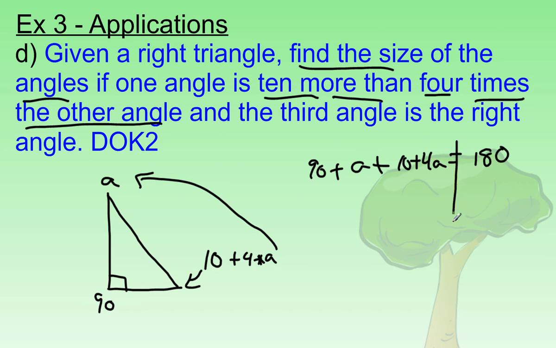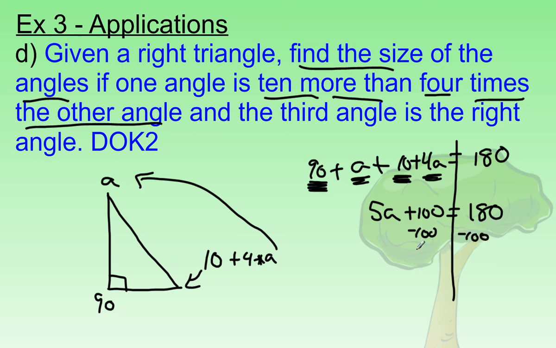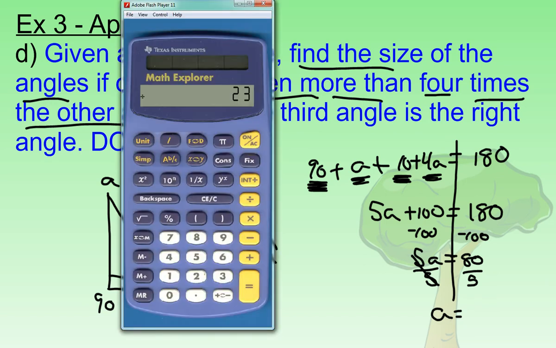Well, let's simplify. We just got ourselves an ugly equation. So I've got an A and a 4A. Okay, 5A's. I've got a 90 and a 10. 90 combined with 10 gives you 100. And this side stayed the same at 180. Let's solve. Minus 100. 5A equals 80. Divide by 5, cancels. A equals 80 divided by 5 should be 16.